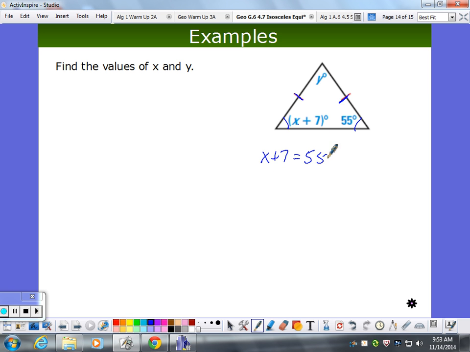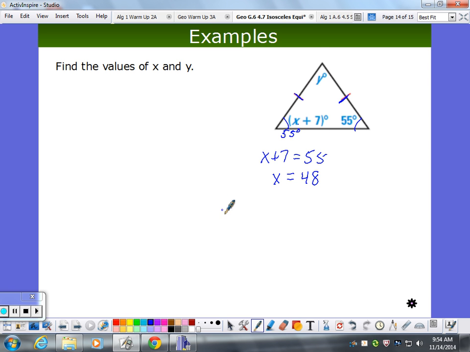So if x plus 7 is 55, you subtract 7 from both sides, you get, I want to say 48. So x is 48, right? Is that right? But this whole angle, though, is 55 degrees. 55, 55. How am I going to find y? How do you find y now?